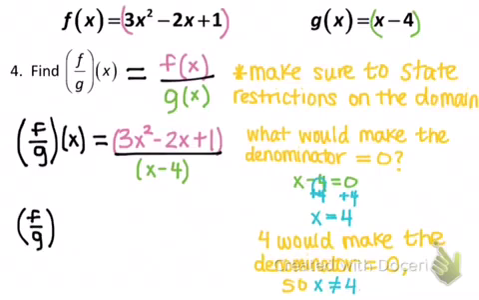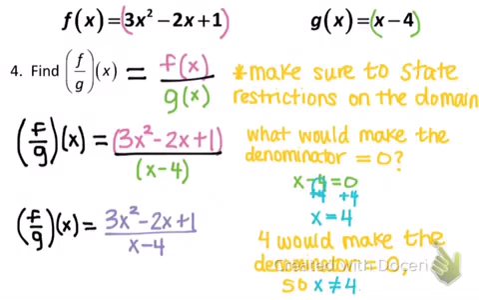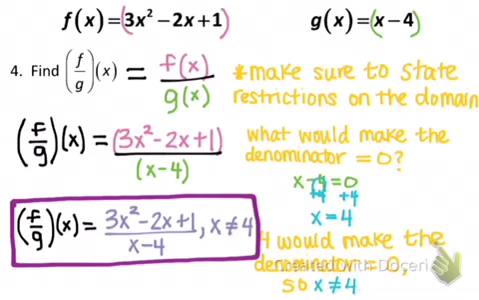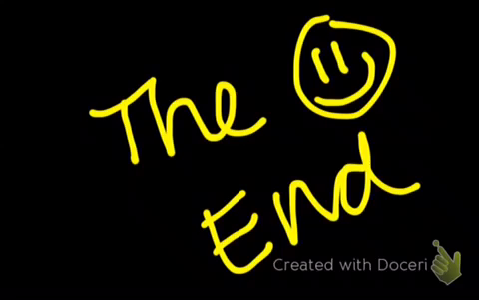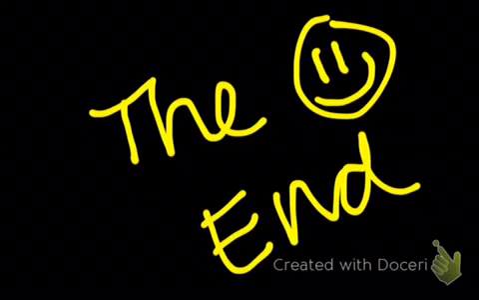So when we state our final answer, (f / g)(x), we just fill in our two functions being divided and make sure that we state that x cannot equal 4. And that is how we represent our answer. And that is all for our operations of functions video.